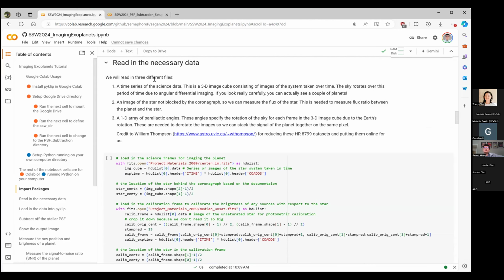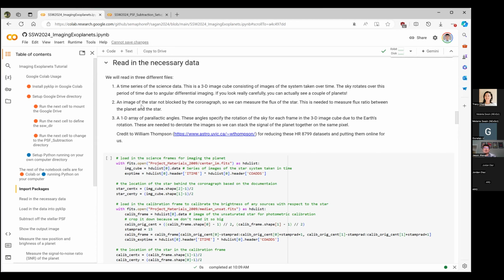The first step we'll do is just to read in all the necessary data. If you're not familiar with high contrast imaging data, this will probably be talked more during the Sagan Summer Workshop as part of the lecture leading up to the hands-on session on Tuesday. But basically, there's three different kinds of things that we'll be reading in. First is a time series of all the science data. So this is a 3D cube where your two dimensions are just x, y, your images of the star that you're taking, and the third dimension is time. So you have basically a stack of images through time.